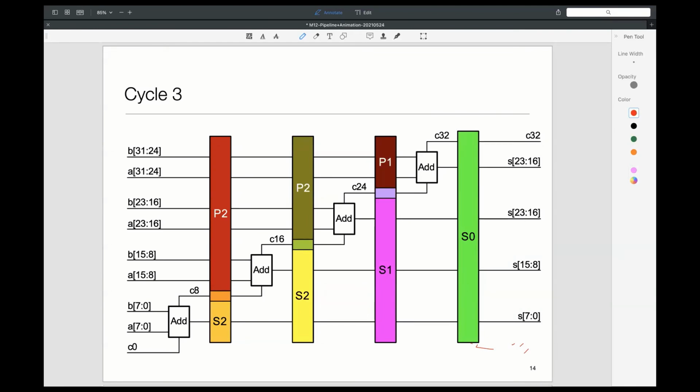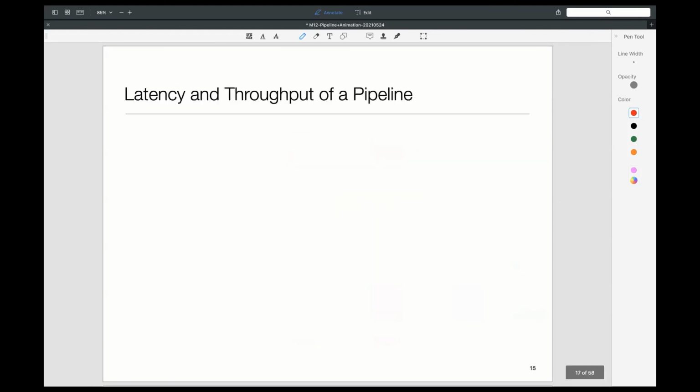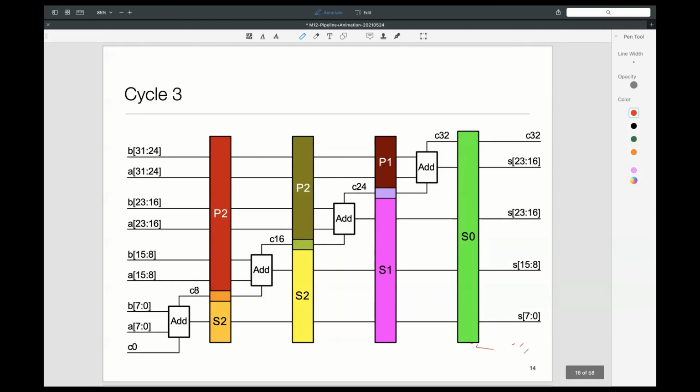Now let's think about this design, right? Firstly, hopefully you agree that this is mimicking the whole pipeline, and at any given time, I have actually, I think my animation messed up out here. I'm sorry. P0, P1, P2, this is P3, and this is S3. Okay.